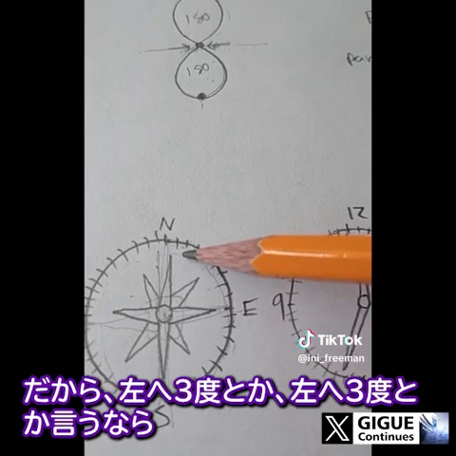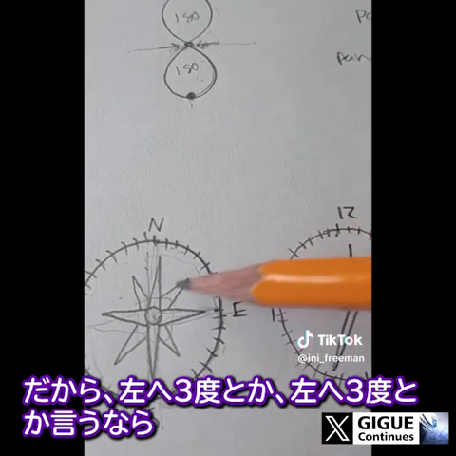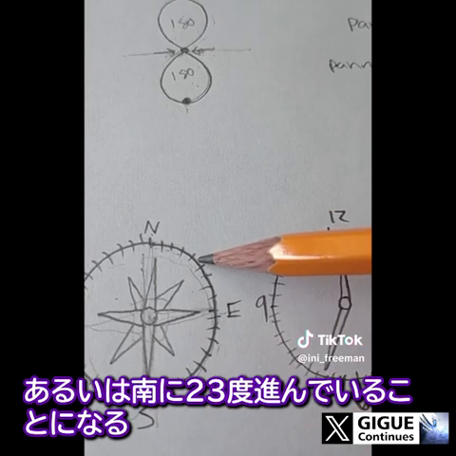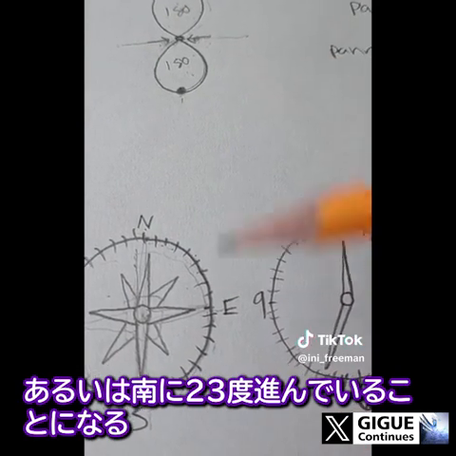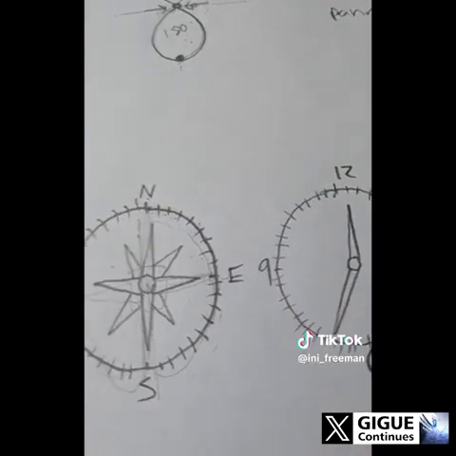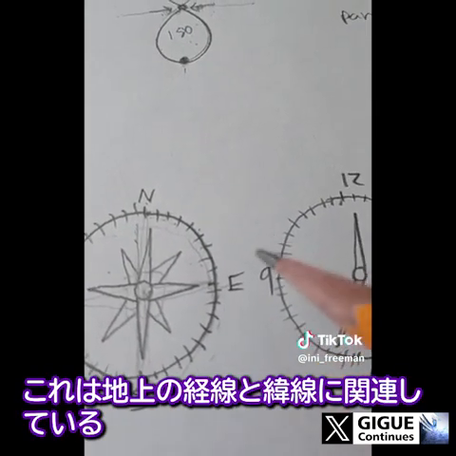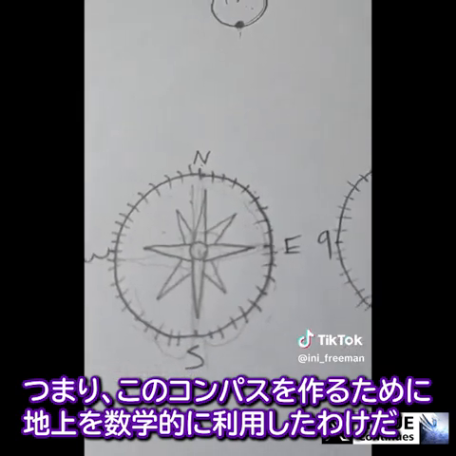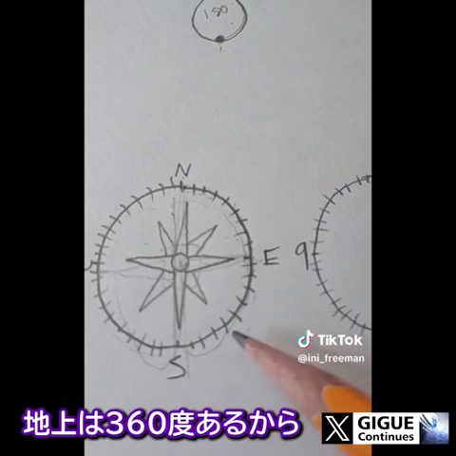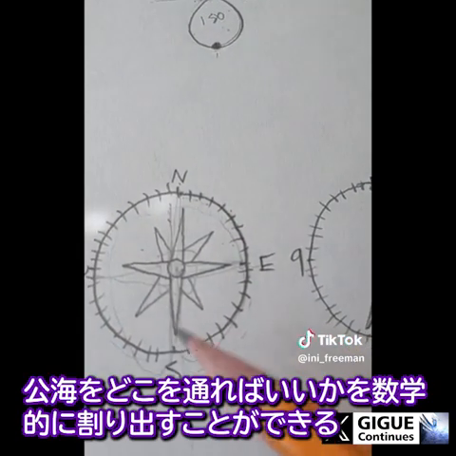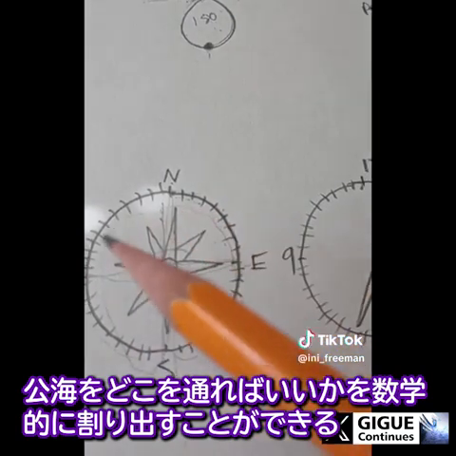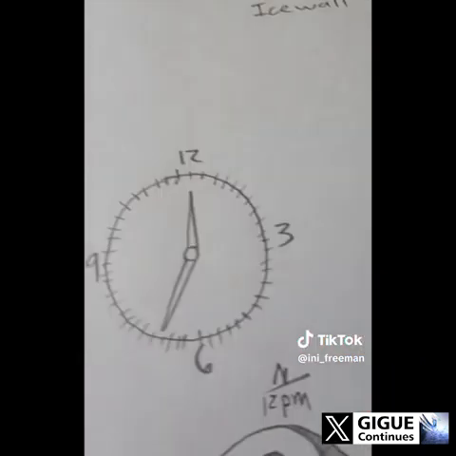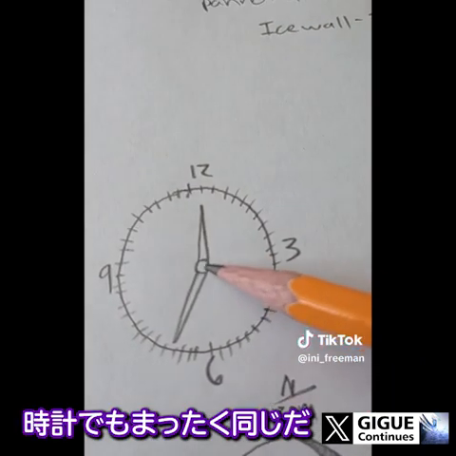So when they say, go 3 degrees nautical left, or whatever, you know that you point your compass to north, but you're actually going 5 degrees west, or 23 degrees south. It ties into the longitude and latitude of the ley lines of the earth. So that's how they've mathematically used the earth to make this compass. The earth has 360 degrees. Therefore, they can mathematically figure out where to go through the high seas because they can use the mathematical degrees of the planet.